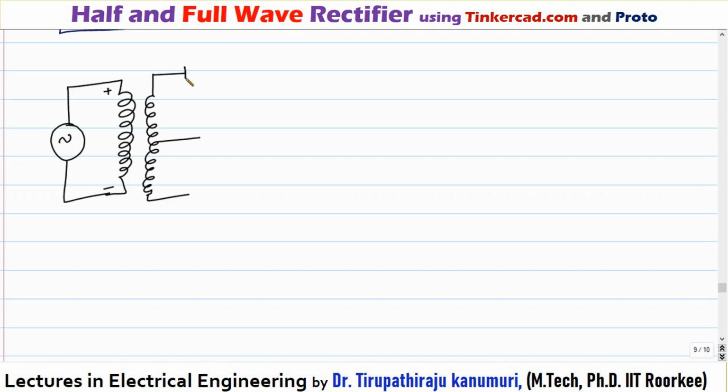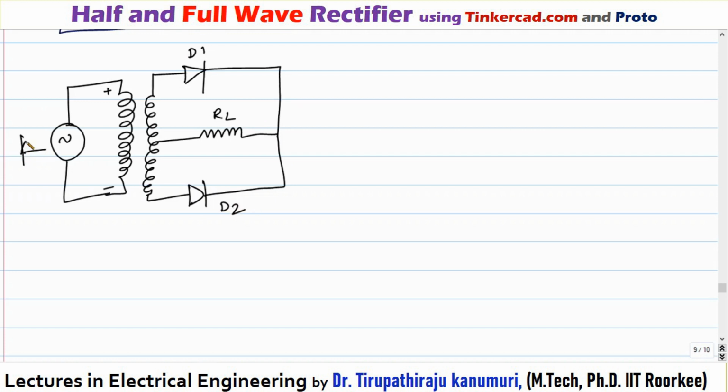That means if you want the output voltage to be 12 volts, then the input should be double the value. So that is the major limitation of this one. Otherwise, this can be used particularly for low voltage applications where you want the drop to be minimum. This is my RL. This is one diode. The second diode will be connected like this. Getting it? This I am taking as diode D1. This I am taking as diode D2.